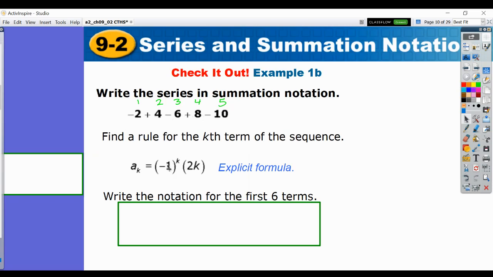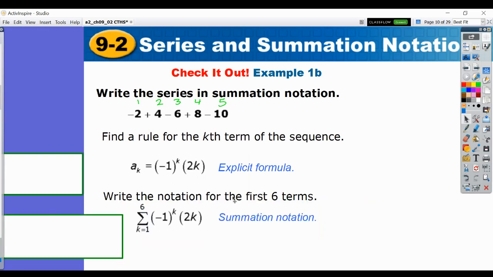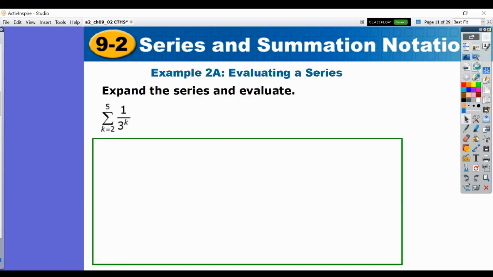So I've got my -1 to the k to make it alternate. And then this is just times 2, times 2, times 2, times 2, times 2 for my formula. In sigma notation, there we go. This was the answer on the previous slide. From 1 to 6, -1 to the k times 2k. So there's my sigma notation. All right, that's enough practice that way. Let's see about going the other way.